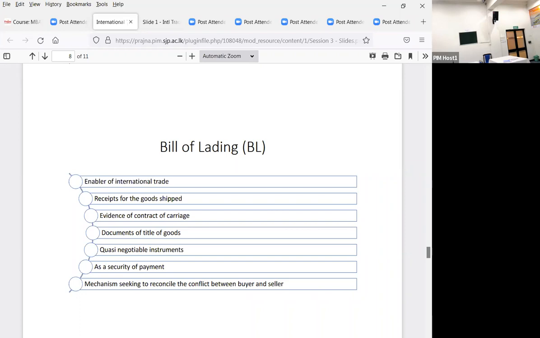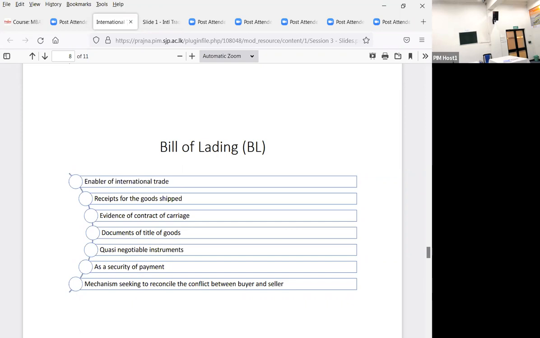You have some interesting points, right? Now, normally there are 5 types of BL. Why I am telling this is because it is very important for us. One is the straight BL, which goes straight to the consignee. If you are ABC and Company, the importer, it goes straight to you. You cannot change it; it is non-negotiable.